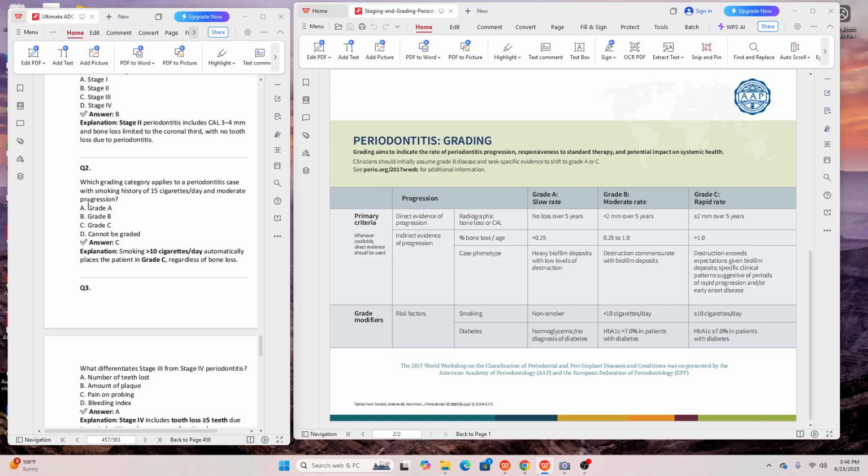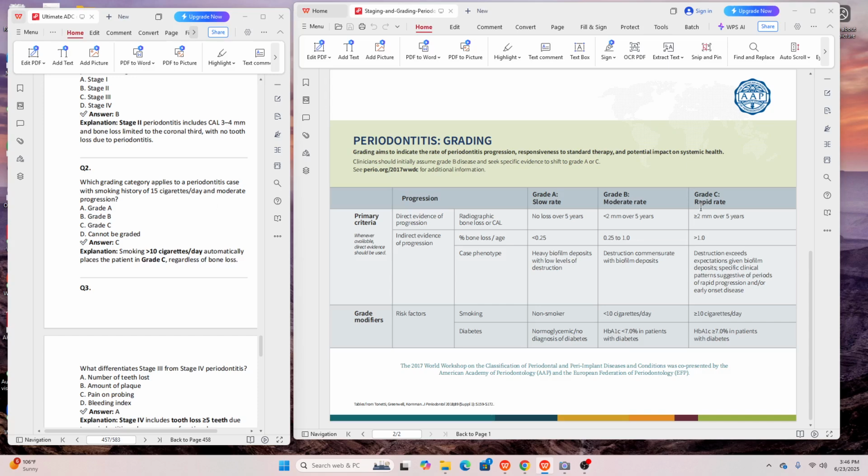Okay, they have given you 2 filters here. Grade A is low rate and grade A has smoker. No, it is a non-smoker. So this is not a grade A. Grade B is moderate rate. Okay, now grade B has cigarettes, but it's less than 10 cigarettes. So though it is satisfying my filter of moderate rate, it is not satisfying my criteria of less than 10 cigarettes because my question is asking 15 cigarettes.